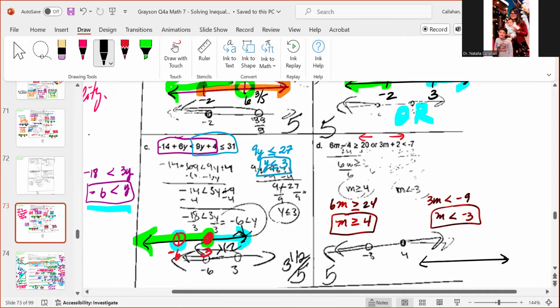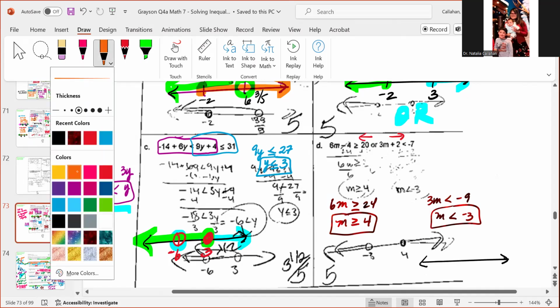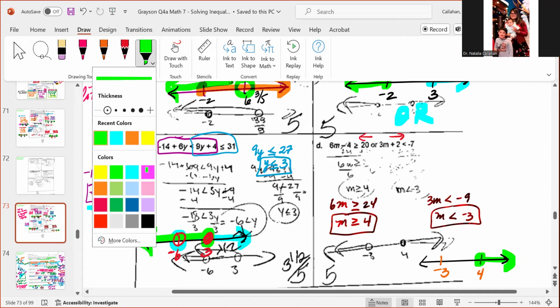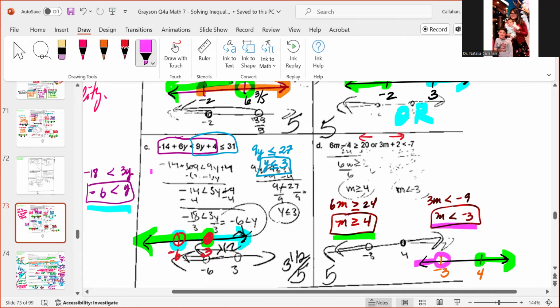So let's go ahead and graph the inequality. -3 and 4. First one here at 4 is a closed circle going to the right. And then m is less than -3, open circle going to the left. And they're in opposite directions, so you know you did it correctly.